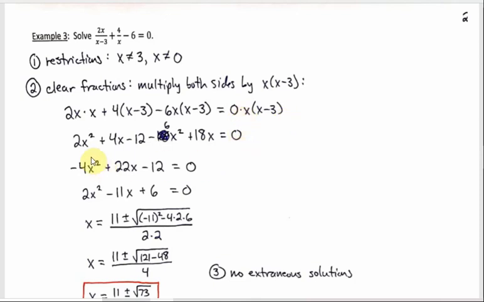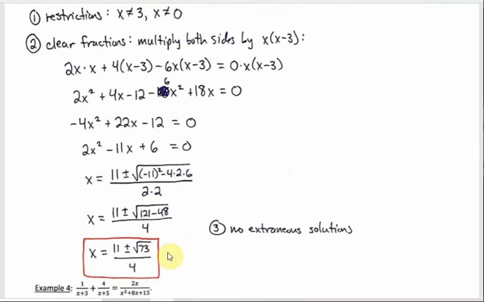On the left, I guess there are things to multiply out, right? Distribute the 4 to get the 4x minus 12. Distribute the minus 6x to get the minus 6x squared plus 18x. Combine terms, you end up here. And then I divided both sides by -2 just to make the numbers a little bit easier to deal with and a little bit smaller. And then from here, this doesn't factor, so I use the quadratic formula. And what you end up with is 11 plus or minus radical 73 over 4.